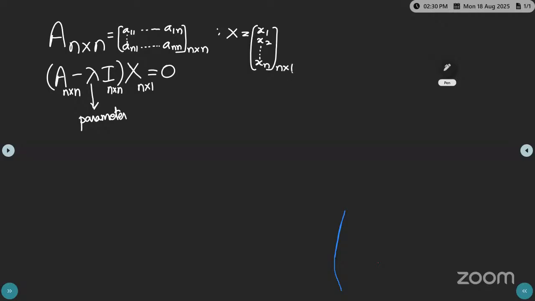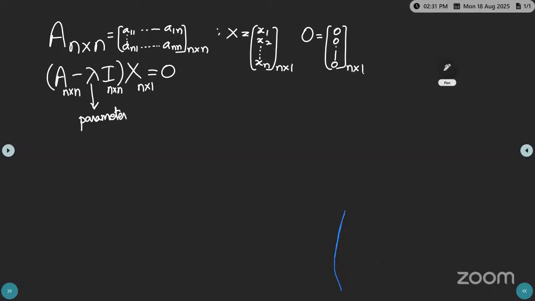And what is 0? You cannot say that it is a number. You have to say that it is a null matrix. What is 0? Null matrix of order. What is the order? Again, n by 1. Good.